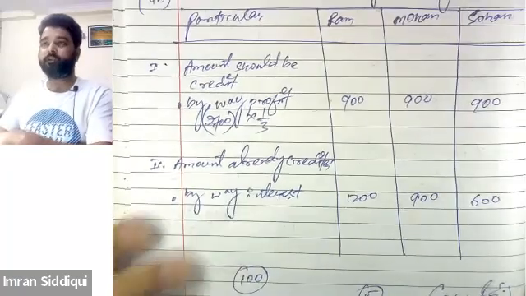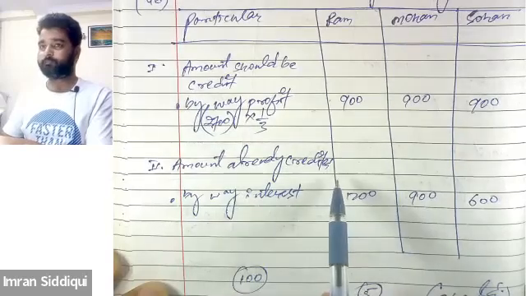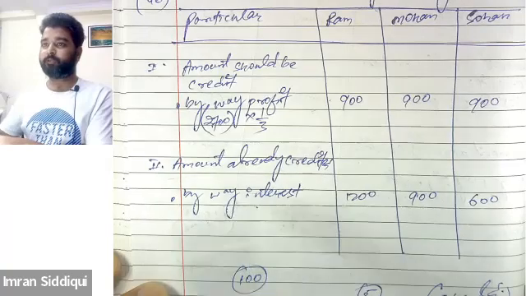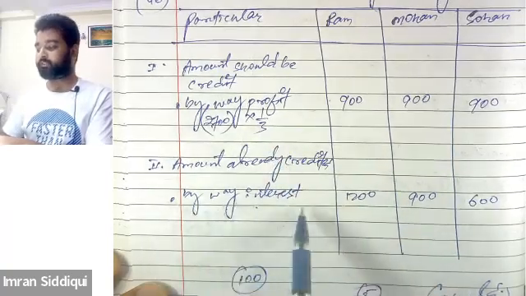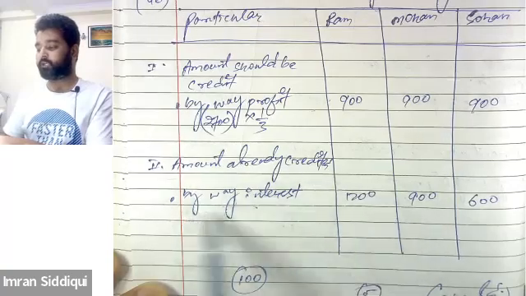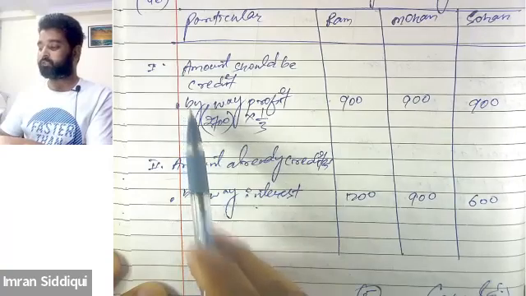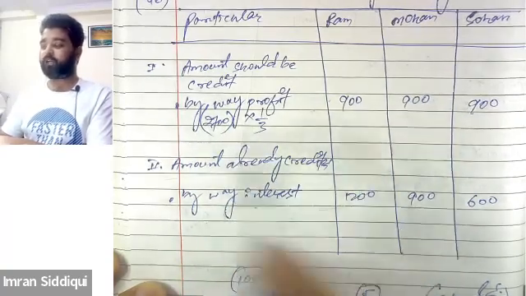Is it clear to everyone? Any doubts? Yes. This amount should be credited. Sorry, this amount was already credited by way of interest: 1200, 900, 600. But these amounts should have been credited by way of profit. So they are the equal partners.